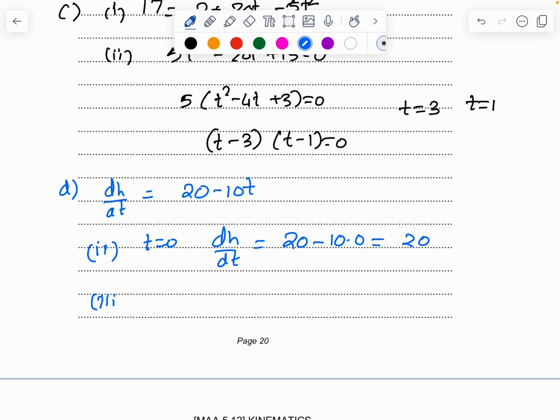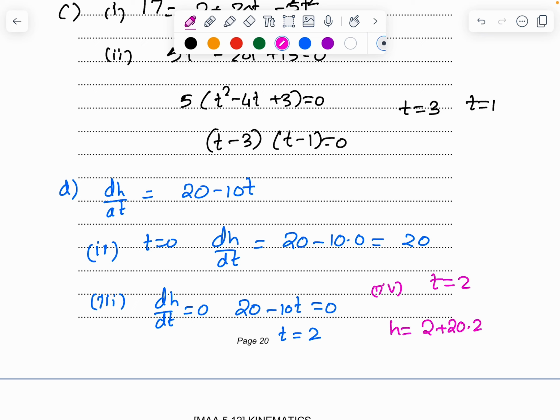For part 3, maximum means dh upon dt should be equal to 0. 20 minus 10t equals 0, so t equals 2 seconds. And for part 4, substitute t equals 2, so h equals 2 plus 20 times 2 minus 5 times 2 square, which is going to be 22 meters.